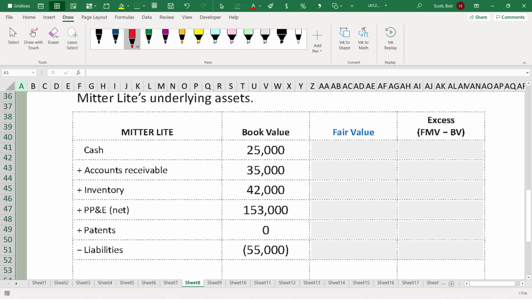Okay, so when it comes down to valuing all the individual assets in a sale, generally what you're going to see is the amount of cash in the checking accounts is going to be roughly the same fair value. So whatever the book value is, that's going to be fair value. Accounts receivable, in this case, let's just say it's $35,000.